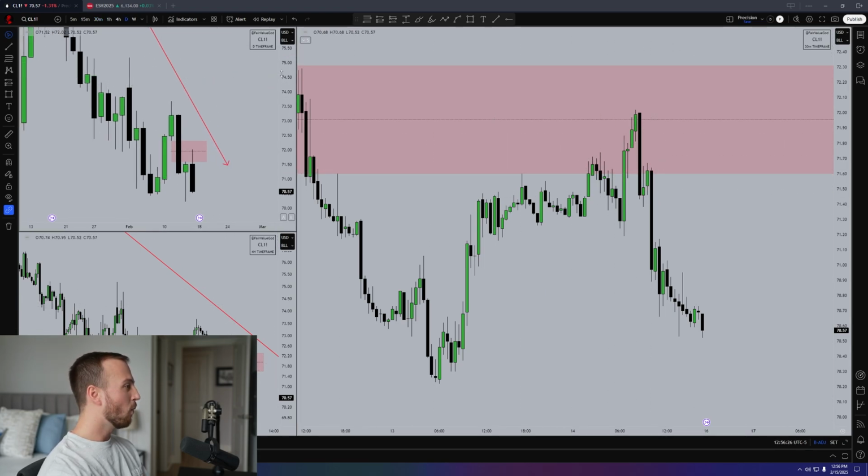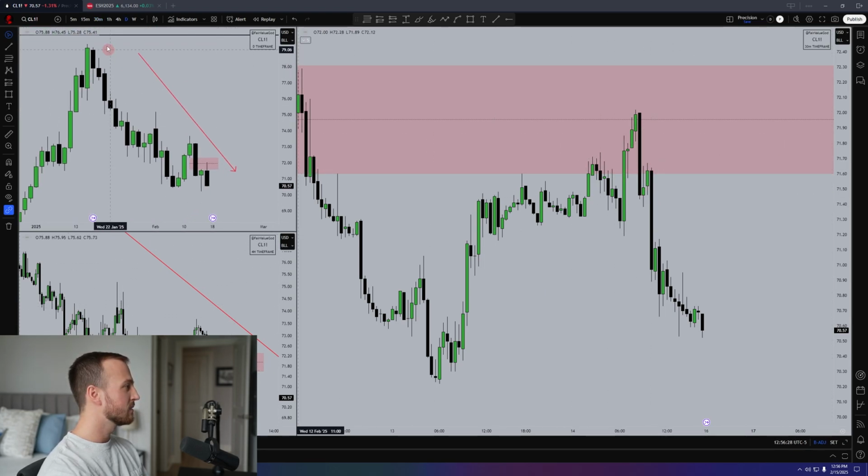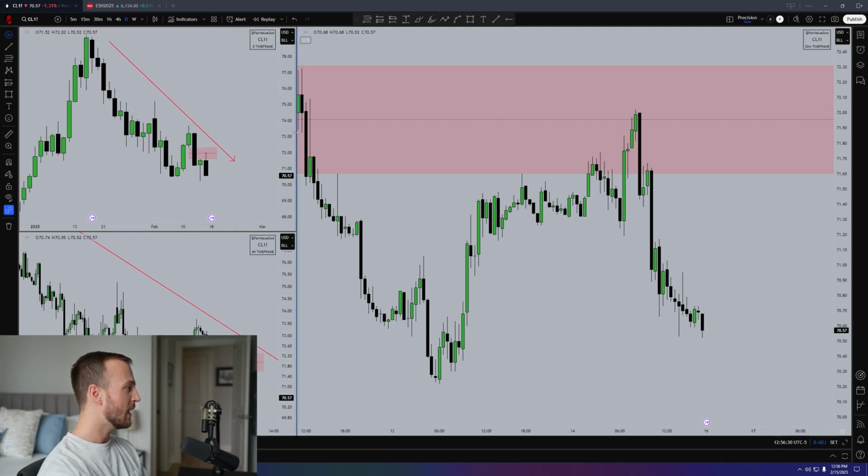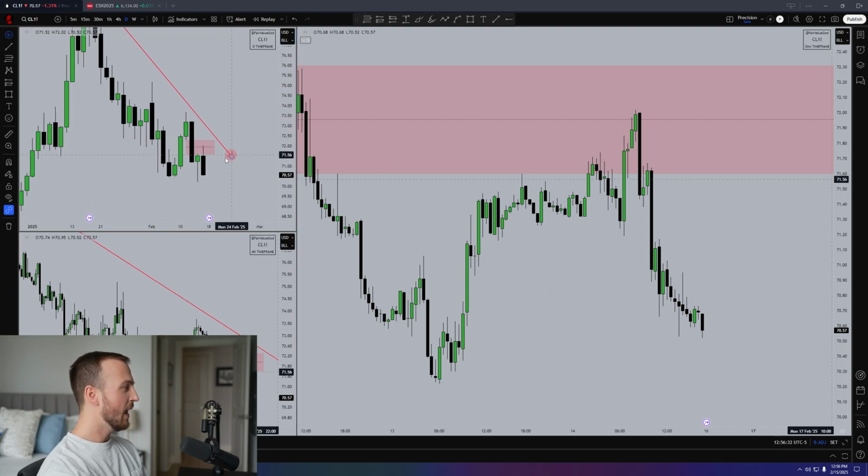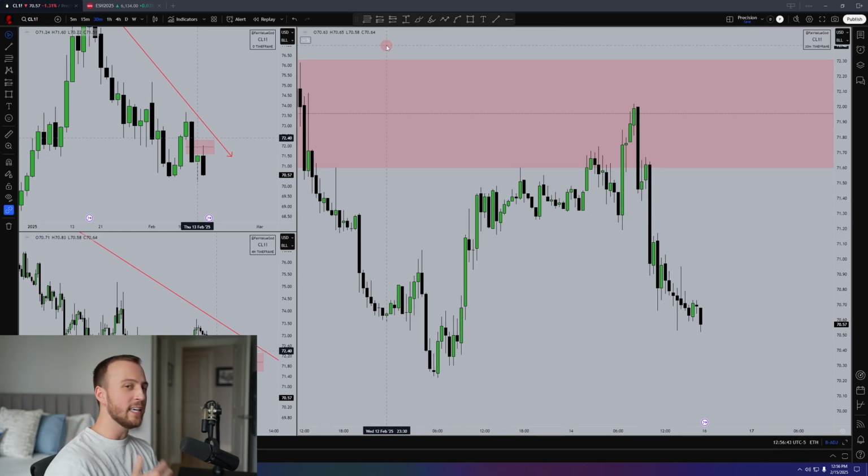So I walked you through how I got my bias, right? Just following the higher time frame order flow. And also we had this higher time frame POI. And then we also had this lower time frame AMD, or power of 3. But how did I actually get into the trade, right? How did I actually execute?